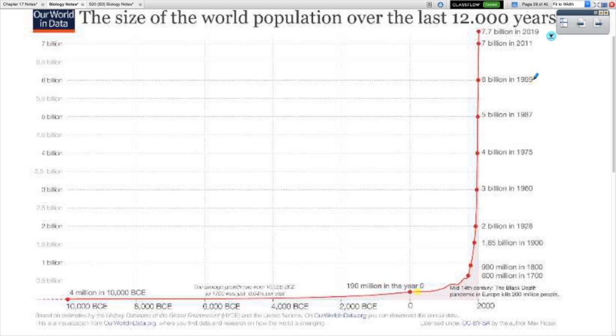We only just hit 7 billion in 2011. And then this data is up to 2019, and we've already almost hit 8 billion. So think about that, right? It took a couple 100,000 years to hit 1 billion the first time. And then to add our last billion, it only took 8 years. Pretty incredible, the rate of growth here in humans, right?